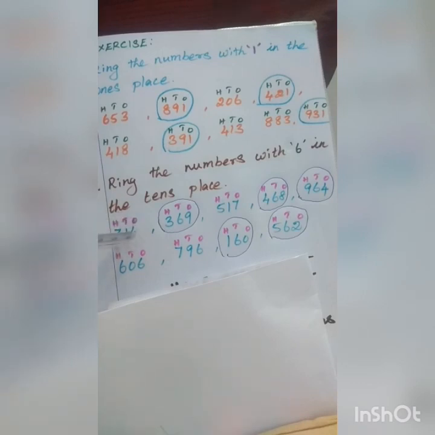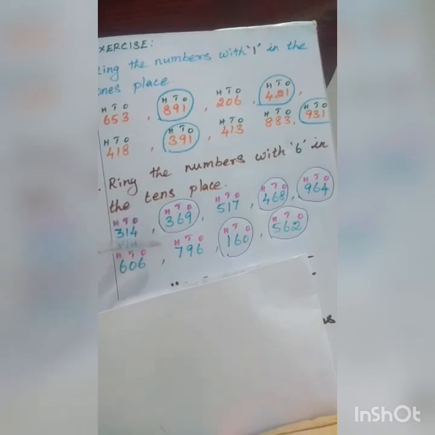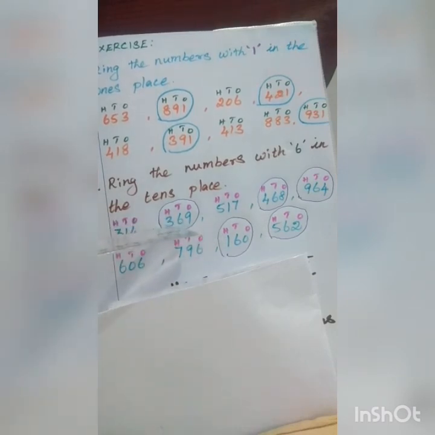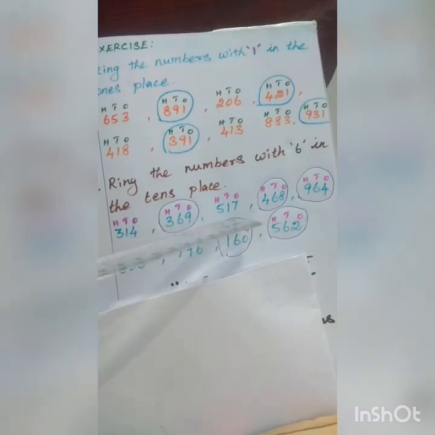So, see the first number. 314. What number is in the tens place? 1. If you want to circle, no. You have to circle only 6 in the tens place. So, you have to leave it and observe the next number. 369. In 369, what number is in the tens place? 6. So you have to circle this number. Then the next number, 517. In the tens place, what number is there? 1. So you have to leave it.